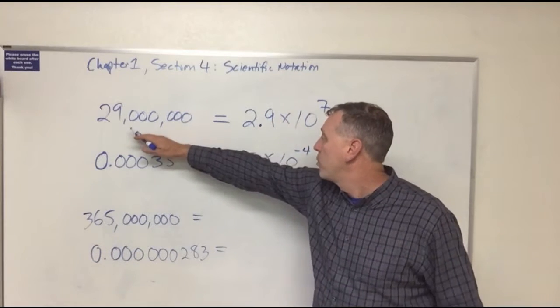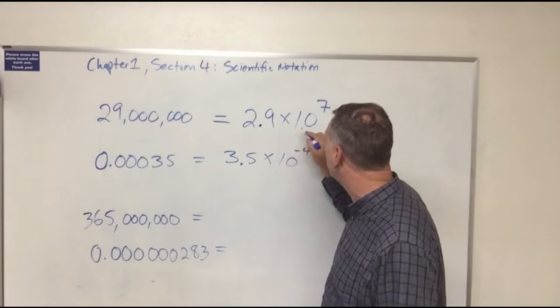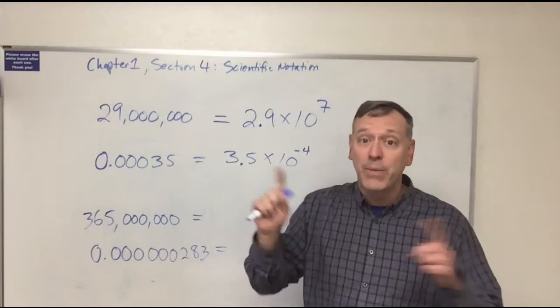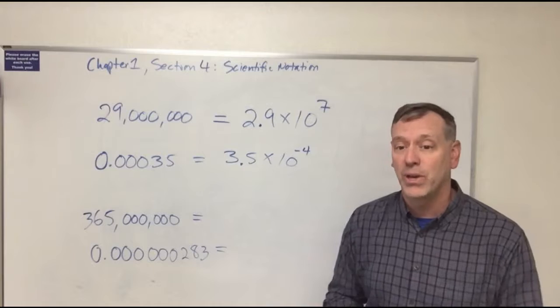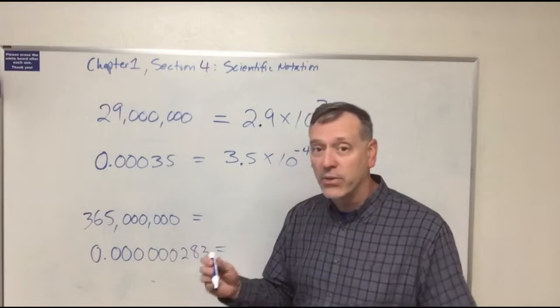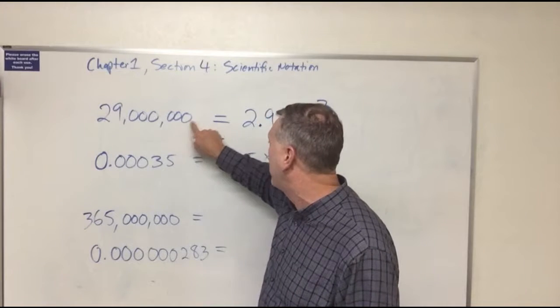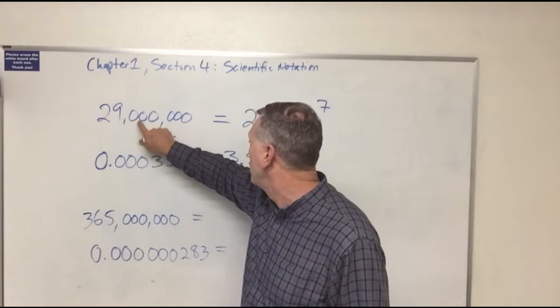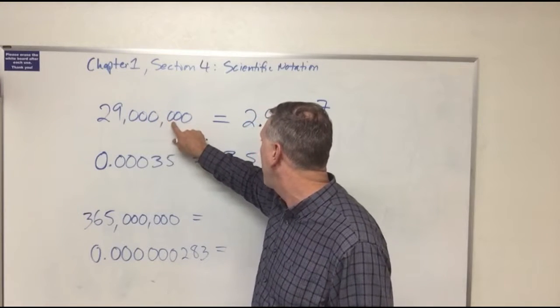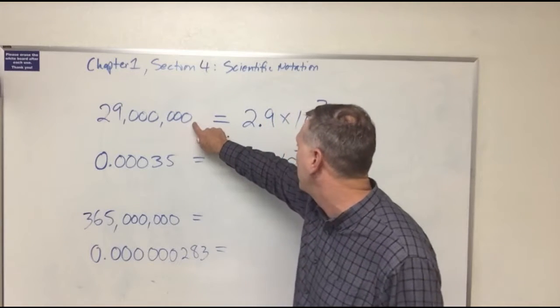But in this one here, 29 million, you write 2.9 times 10. That's the next thing, times 10. And now we're going to count, okay? You ready to count? This is a counting exercise. We start here and we start counting until we get back here. 1, 2, 3, 4, 5, 6, 7.